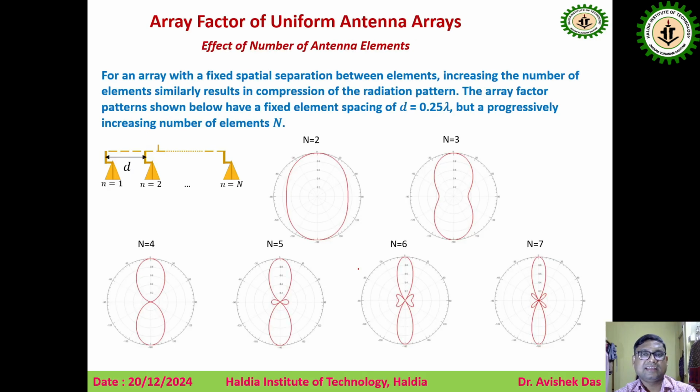Okay. In the next slide, we discuss the array factor of a uniform antenna array and its dependence on the number of elements. The radiation pattern of the array depends on the number of elements. If we increase or decrease the number of elements, how will it change the array factor as well as the radiation pattern of the array? That we will discuss.